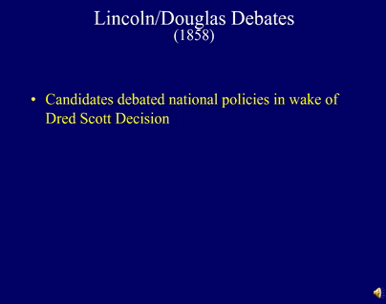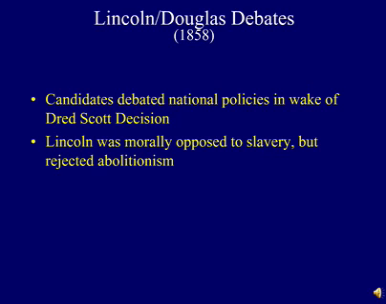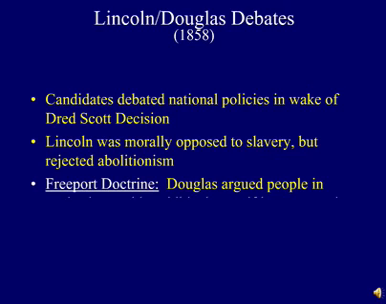The highlight of the campaign came with a series of public debates between Lincoln and Douglas in which the two argued over national policies in the context of the Dred Scott decision. Douglas tried to portray Lincoln as an extremist on slavery, but Lincoln rejected abolitionism.